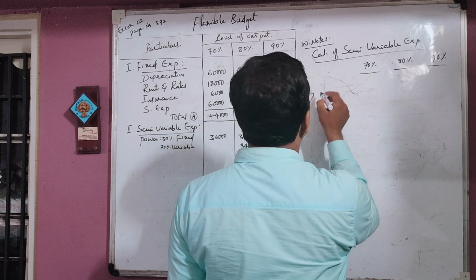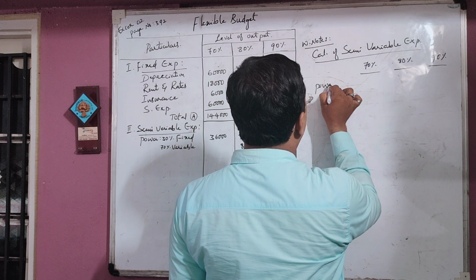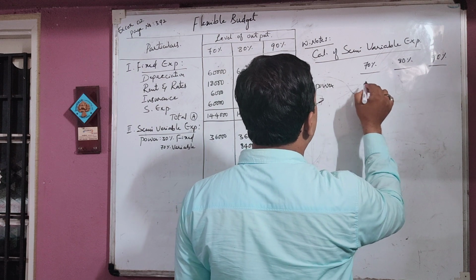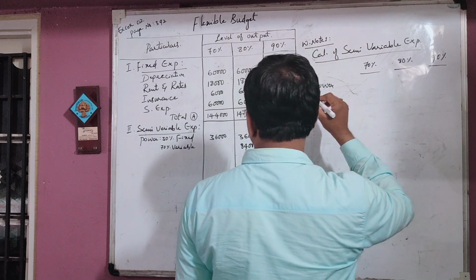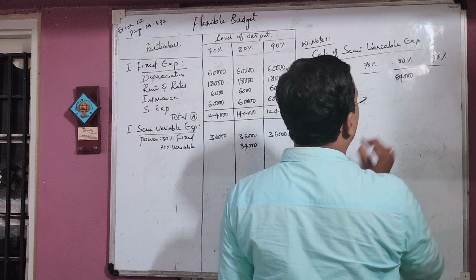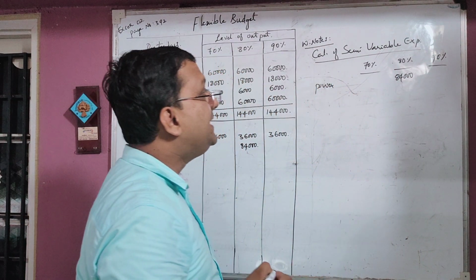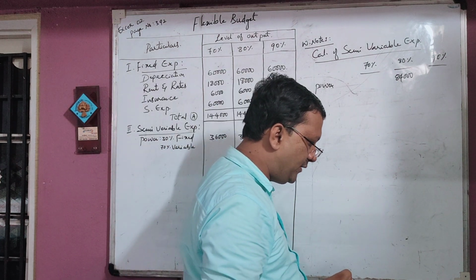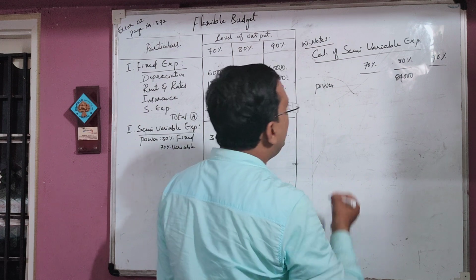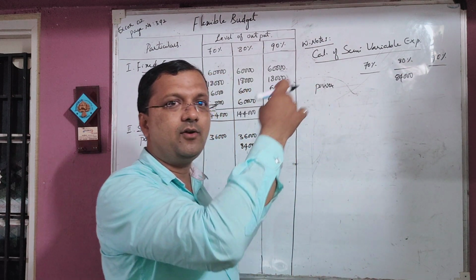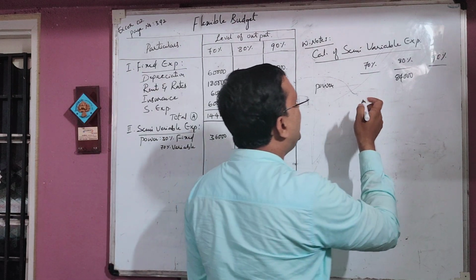Then here, this is power. What those people are telling: 70 percentage of power is variable in nature, and that comes to 84,000. Then what is it for 70 percentage, and what is it for 90 percentage? You need to calculate that. Here 84,000, the base is 80 percentage. The base is not 70 and not 90 percent. The base is 80 percentage.